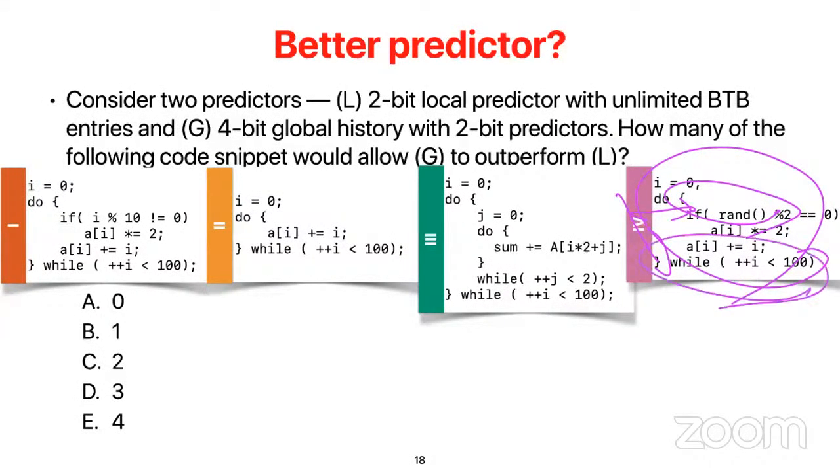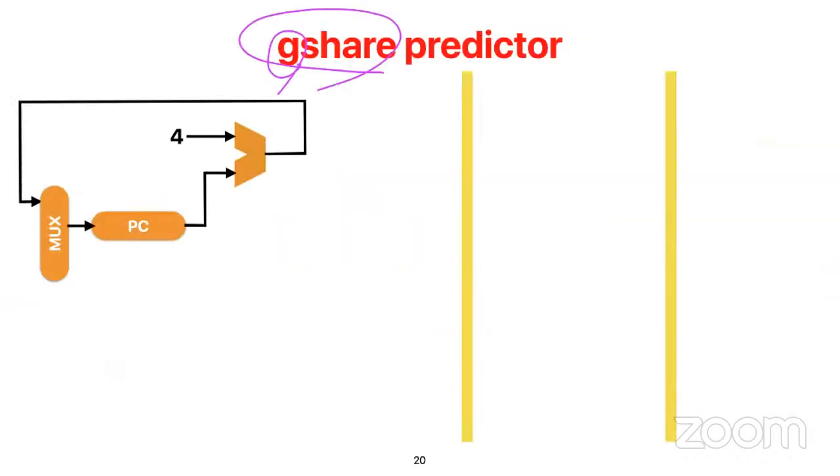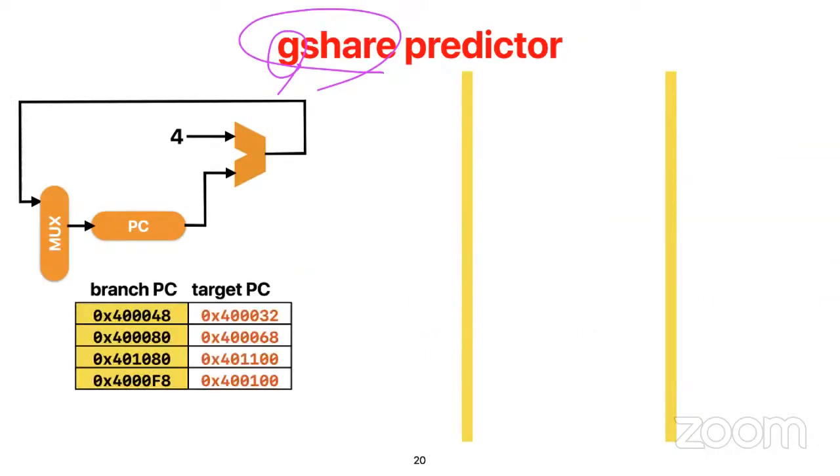Or for this case, we can ignore the noise here, then the rest of them should still be working well, right? So how do we separate this kind of behavior that we cannot predict well from the case that we can predict well? So it's still based on the PC. For some branches we know the global history will work well, but for some branches we know the global history will not be working well.